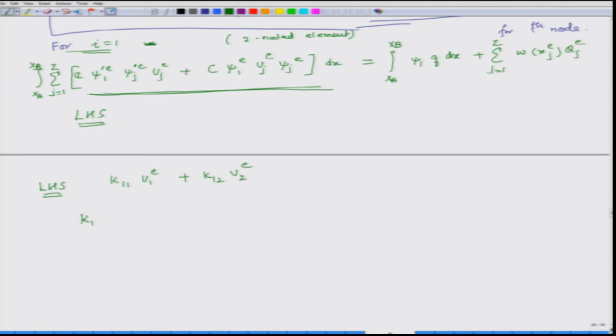Where K11, for the eth element, and I am not going to lose my superscript E, is nothing but the integral from x a to x b of a times d psi 1 E over dx, times d psi j over dx, where j is equal to 1, again for the eth element, plus c psi 1 E psi j E, with j equal to 1.